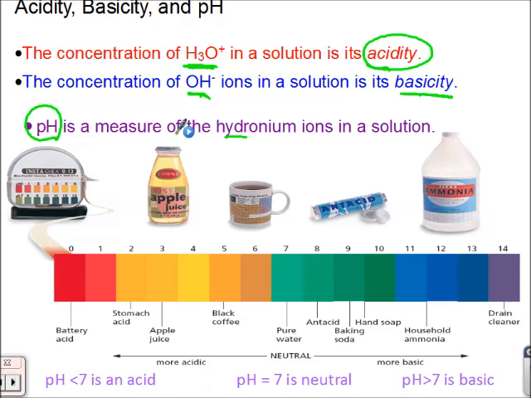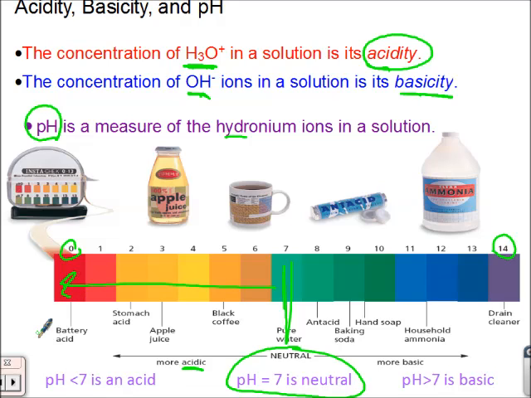So I have a scale here that goes from 0 to 14. 7 is pure water, and that would be considered neutral. Anything below 7 is an acid. The lower the number, the stronger the acid. Battery acid you don't want to mess with. This is very strong. Things in this range, like apple juice, are considered weaker acids.